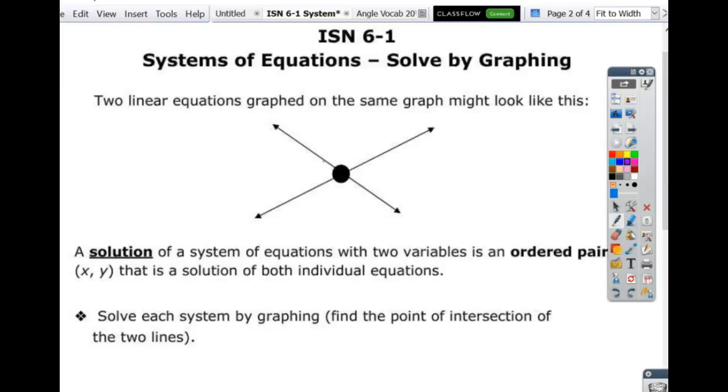All right, we're going to talk about systems of equations, and there's a couple different ways to solve this. The first way we're going to do it is by graphing. By graphing, when the lines cross right here, this is the solution. And it's always an ordered pair. It's the x and the y.